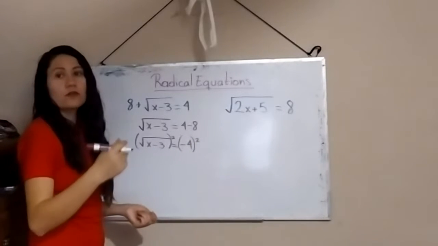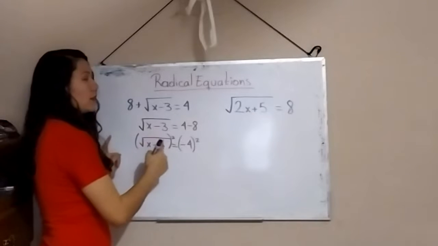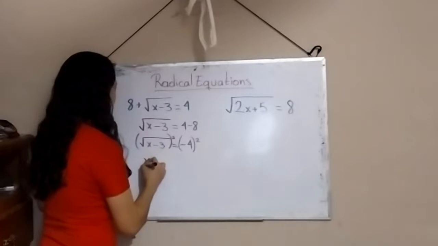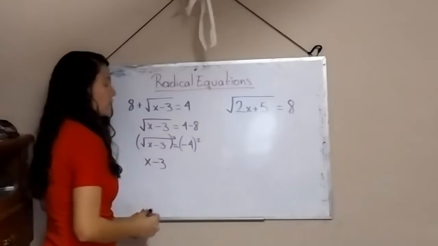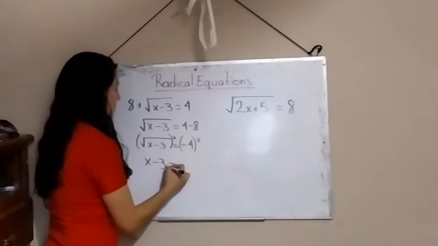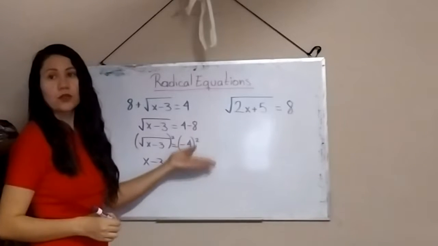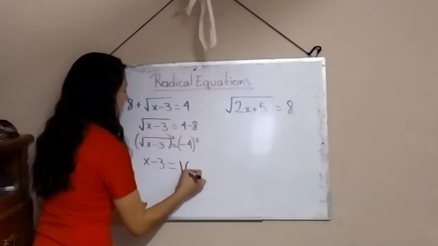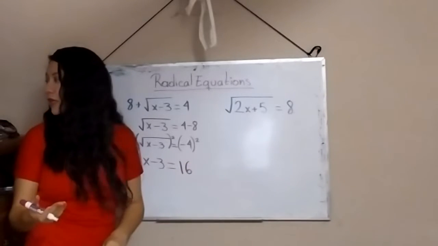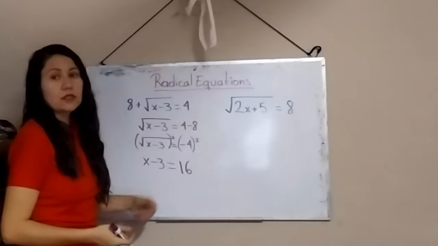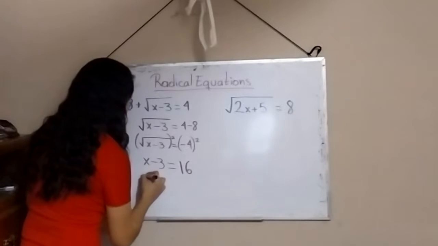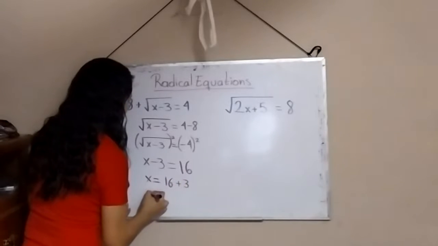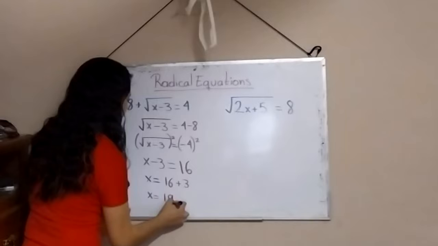The square of any square root is the number or the expression that is inside. The square of the square root of x minus 3 is x minus 3. Now, -4 squared, how much is it? It's positive 16. Then we solve the resulting equation that we have. x equals 16 plus 3, x equals 19.